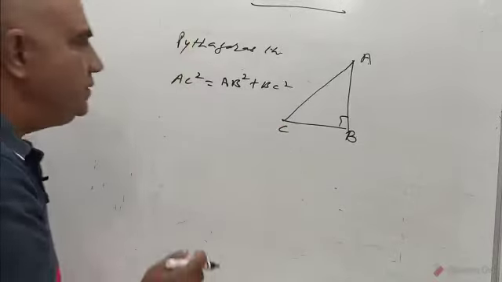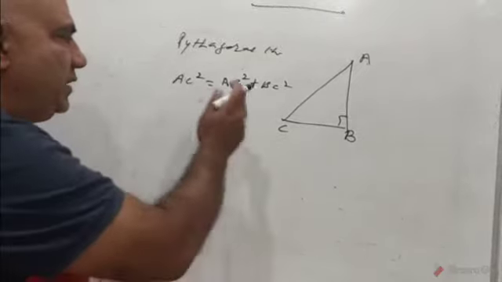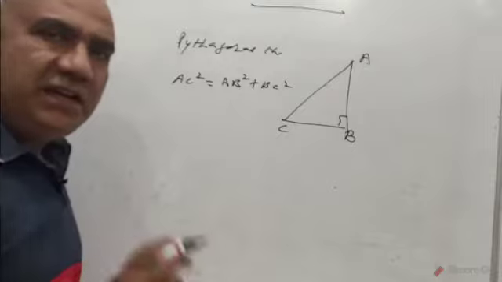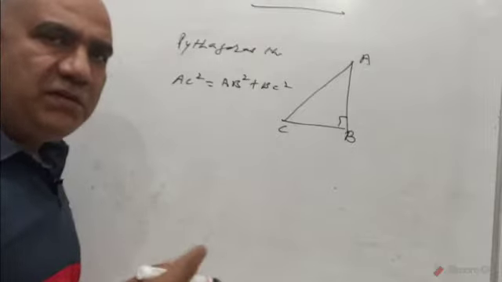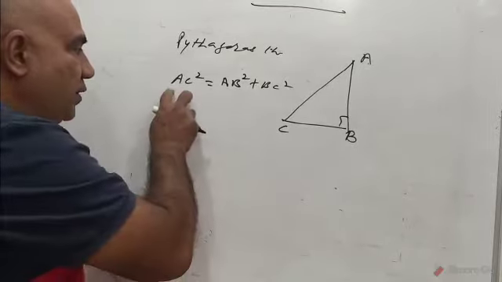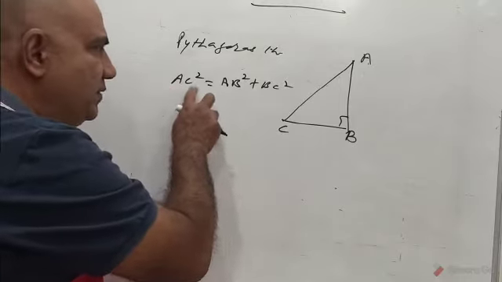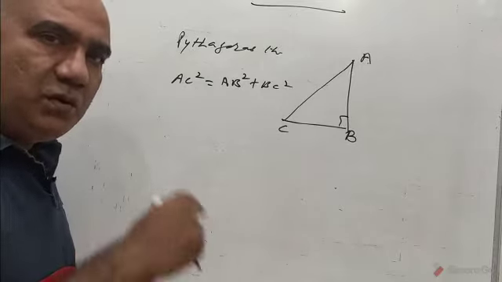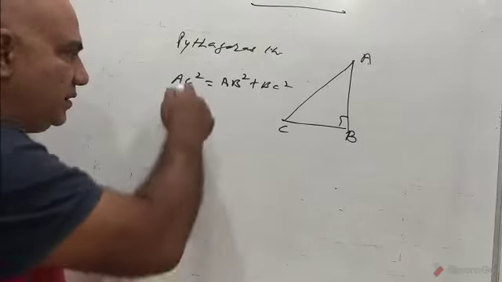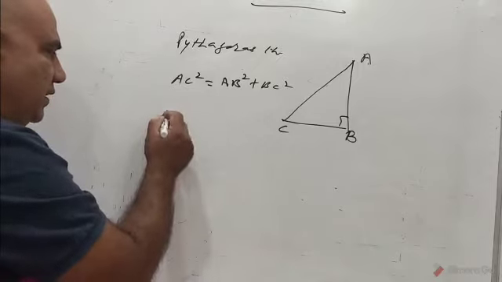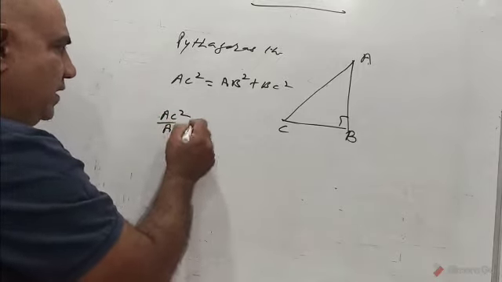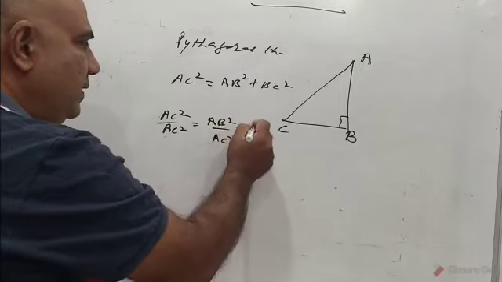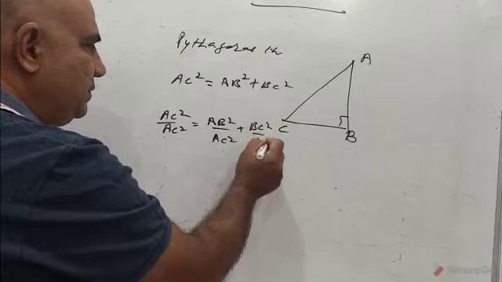Now what we are going to do is divide the whole equation by AC square. There are three sides and three identities. To find all the three identities, once divide the whole equation by AC square, another time by AB square, and yet another time by BC square. In this case we are going to divide this equation by AC square. So AC square upon AC square is equal to AB square upon AC square plus BC square upon AC square.